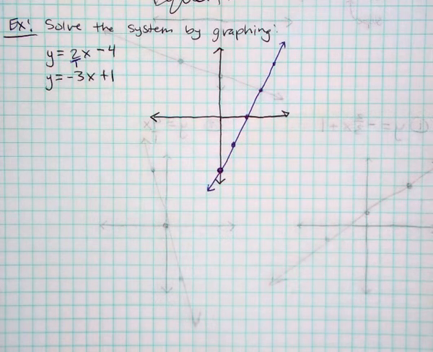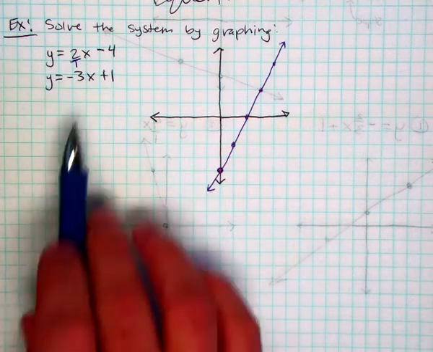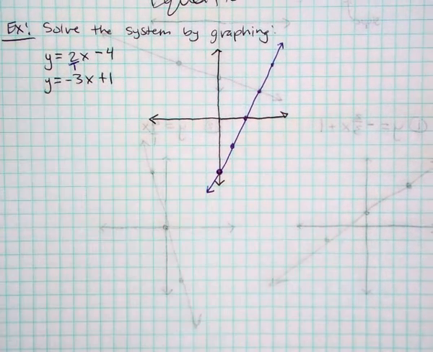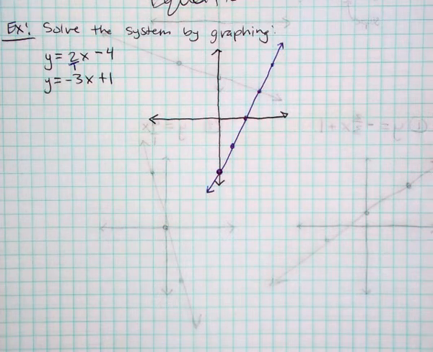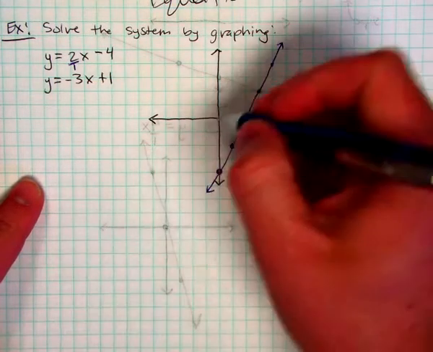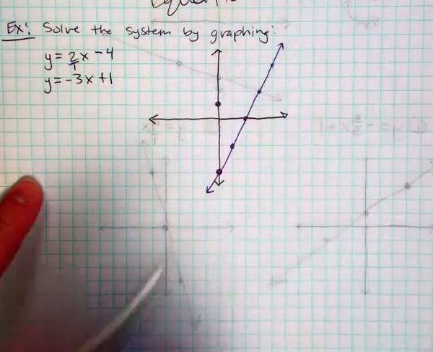Okay, so far all we've done is graph the first line. Great. We still don't have a solution to anything. We also still have this other equation. So now I'm going to graph this other equation as if the first line wasn't there. So just follow these directions. This one says plus 1 at the end. So start at positive 1.